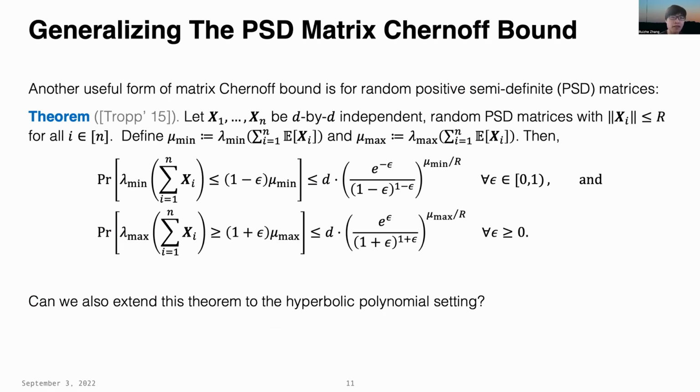So for the matrix Chernoff bound, there is another useful form, which is for random positive semi-definite matrices, which are the matrices with only non-negative eigenvalues. In this case, we have this theorem that controls the minimum and the maximum eigenvalue of the sum of Xi. Note that we do not assume any particular distribution of Xi, so this is more general than the previous matrix Chernoff bound. So can we also extend this theorem to the hyperbolic polynomial setting?